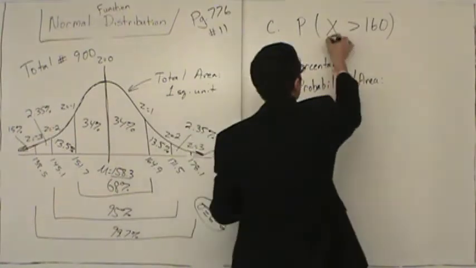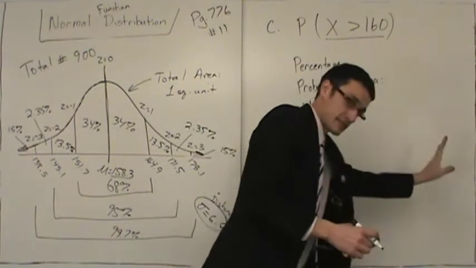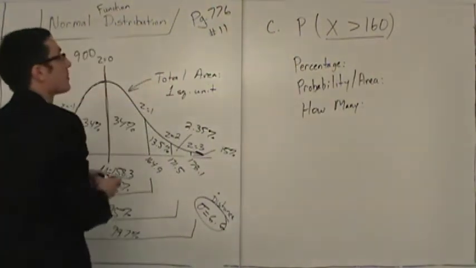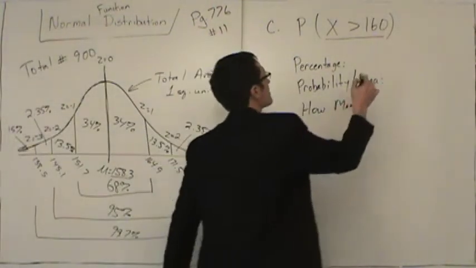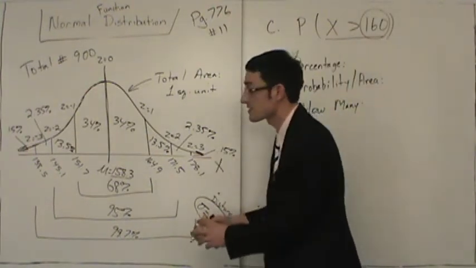Percentage, probability, or how many, and we're looking at the probability, again finding all three, that X is greater than, let's do 160. Probability that X is greater than 160. Now we read this as greater than, which is to the right. We want to find where 160 is located. This is an X value. X values are on the bottom.